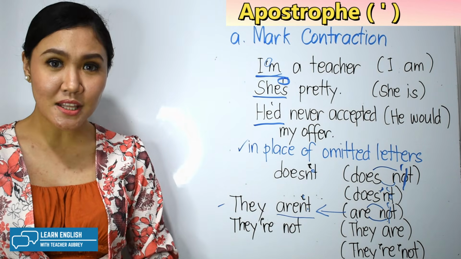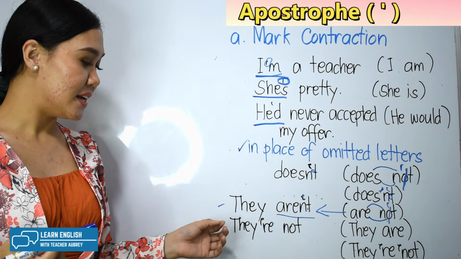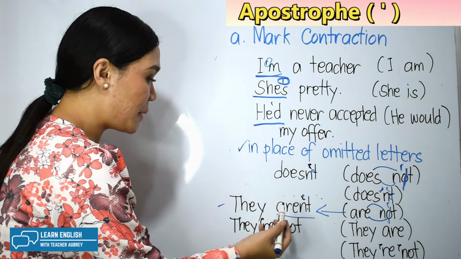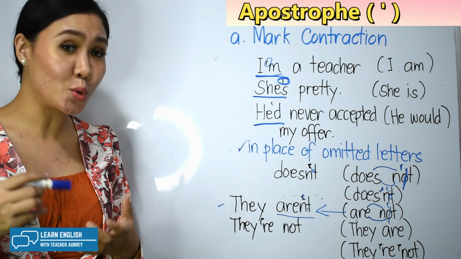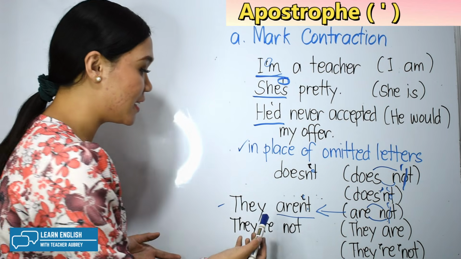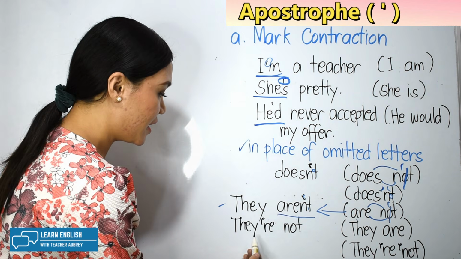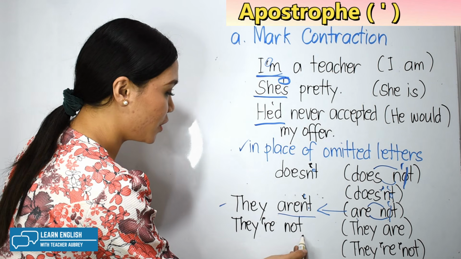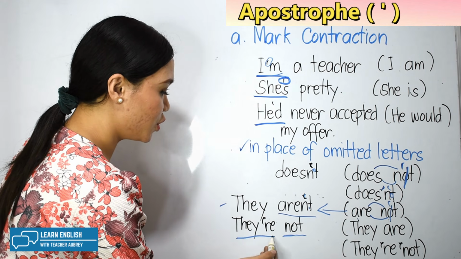Pero, kapag ginamit natin sa pangusap, halimbawa ay, they aren't here. O kaya naman, they're not here. Mamimili lang tayo kung saan tayo gagamit nung apostrophe or kung saan tayo mag-o-omit. Hindi pwedeng nag-omit ka rito, nag-omit ka rin dito. Look at this example. They're not. Buo rito yung salitang not, pero idinugtong dito yung are.